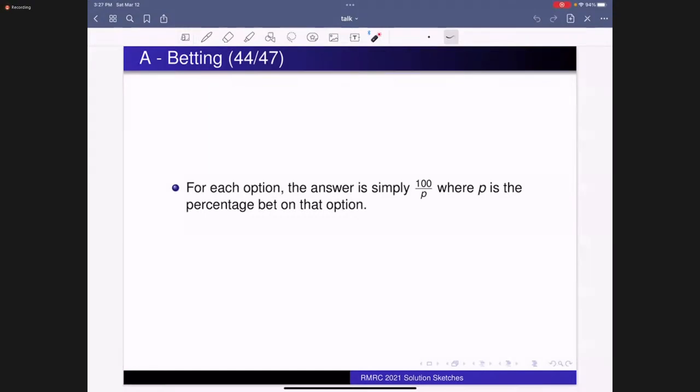Now, problem A, betting. This was strategically placed at A, just so that people had a quick one to look at and solve. And it's simply for each option, answer 100 over P, where P is the percentage bet on that option.